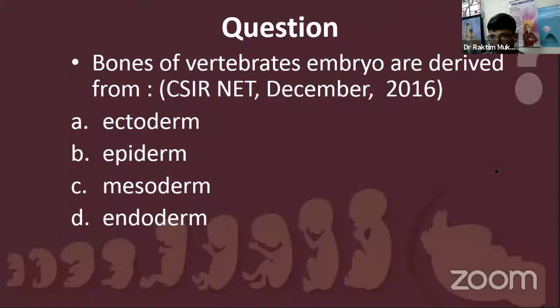So now one of the questions based on germinal layer: bones of the vertebrate embryo are derived from, very simple one. You just get the concepts right, you can answer such type of questions. The options are ectoderm, endoderm, mesoderm, and so on and so forth.